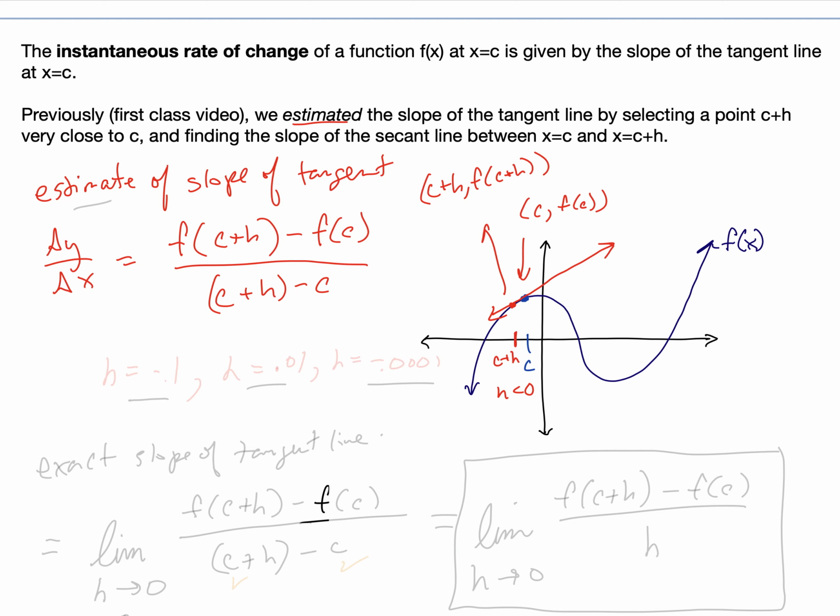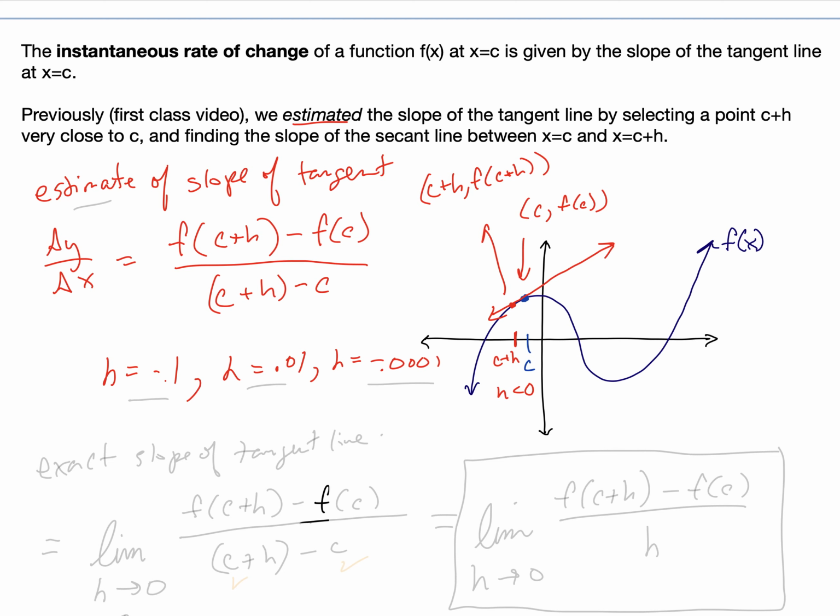Okay, so previously we did that by saying, let's let h be small. h could be negative 0.1, or h could be 0.01, or h could be negative 0.0001. We can make h smaller and smaller, and the smaller the value we chose for h, the closer we were to the actual instantaneous rate of change, the actual slope of the tangent line.